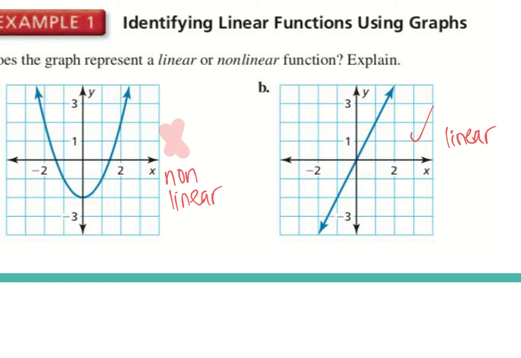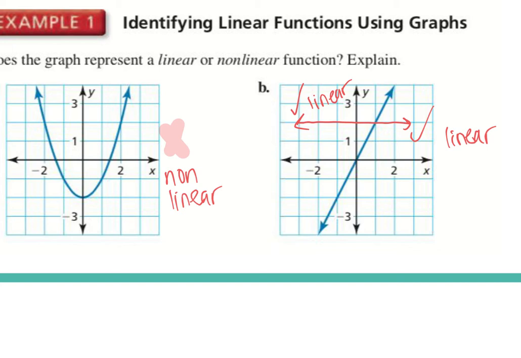So, take a look at the next one I'm going to draw. Would this horizontal line be a linear function? Nick? No. It's not a trick question. Yes, it would be. Why? JJ? It's a straight line. It is linear.